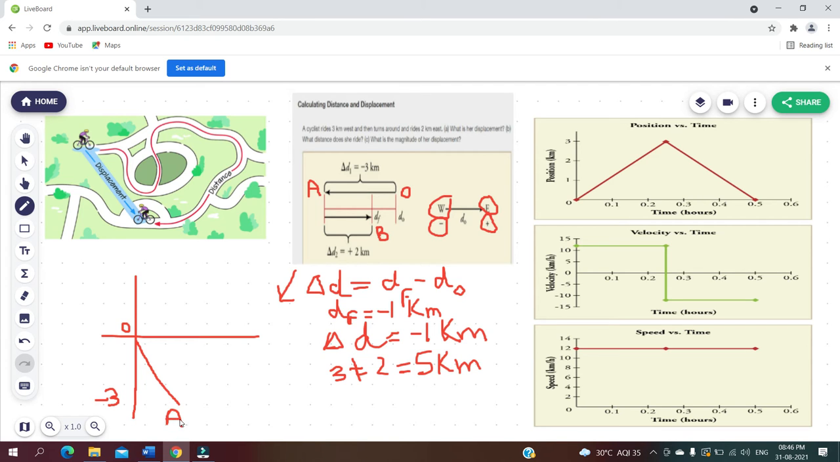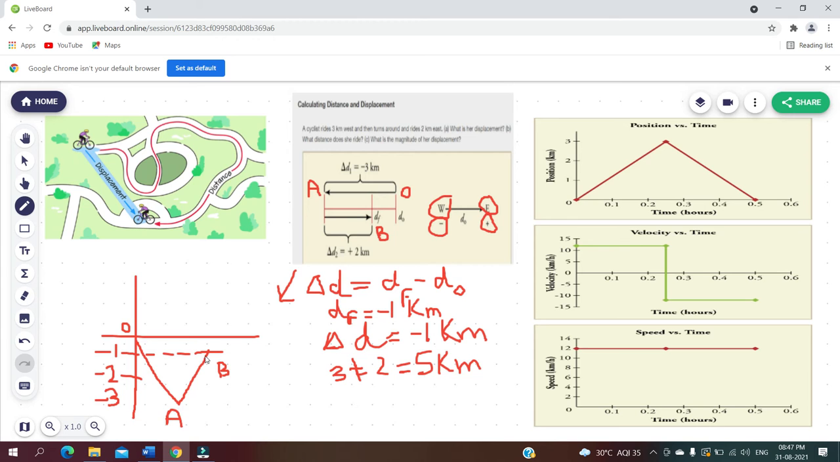Then it will go 2 kilometers east, so it will change its direction. So I will draw like this: minus 3, minus 2, minus 1. Now from point A it reverses its direction, so the graph will be like this. Now it will move plus 2 kilometers from A to B. So I can see that from O to A, delta D1 is minus 3 kilometers.